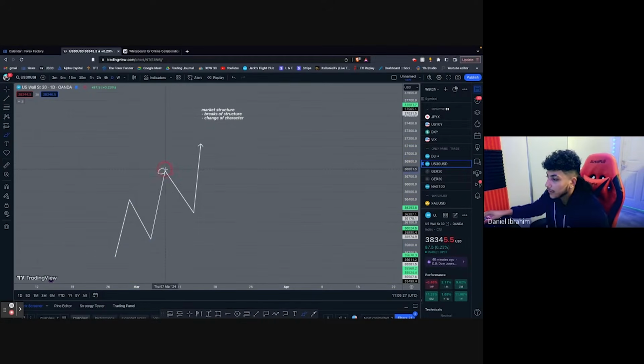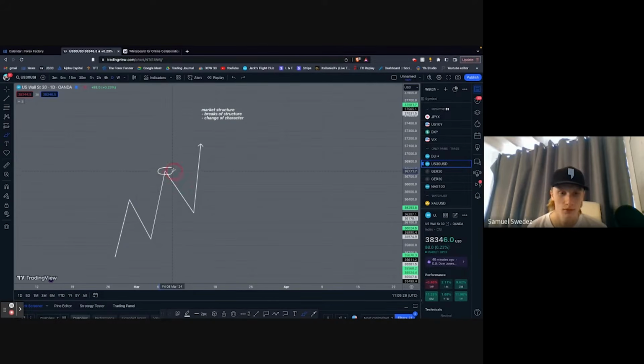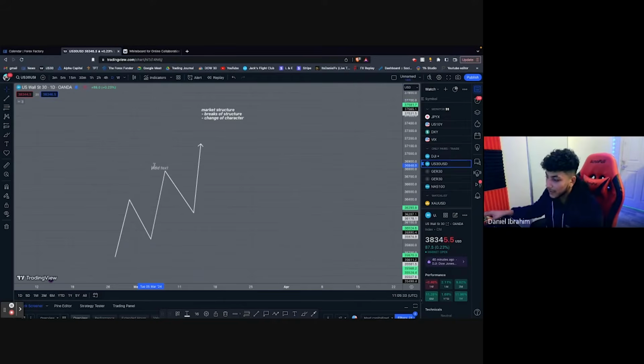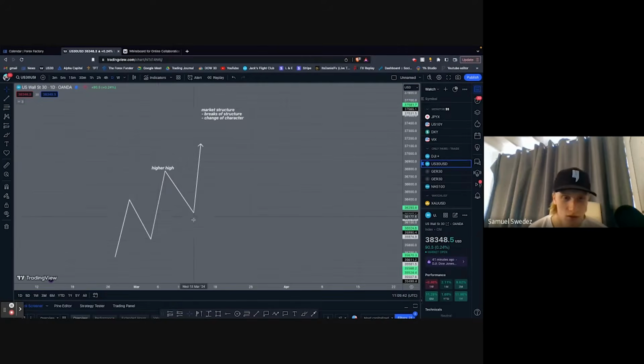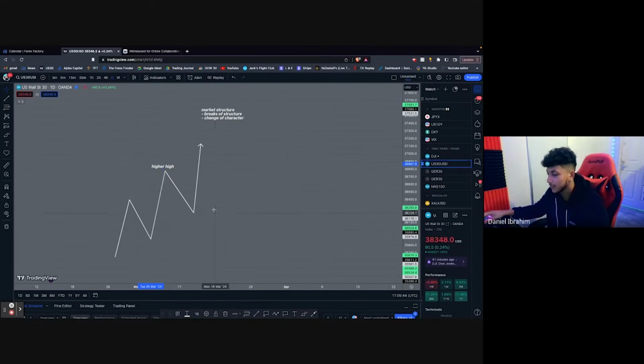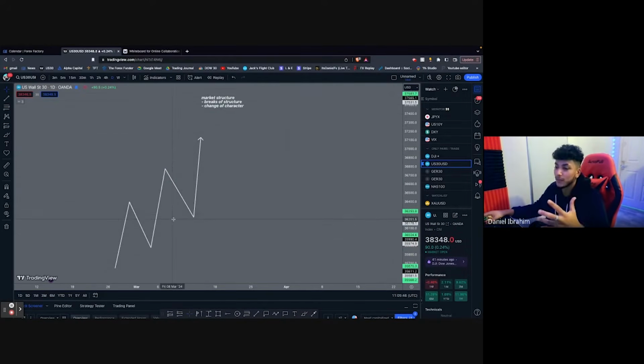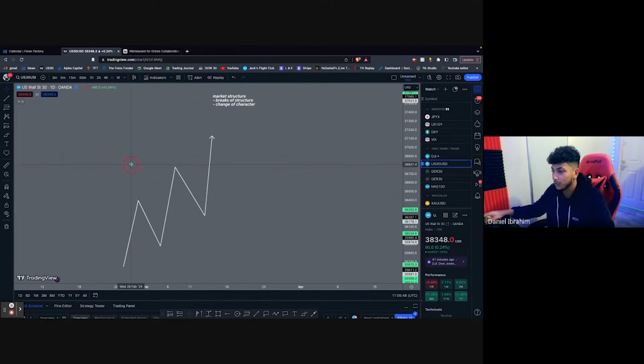What's this right here? Well, it's just a higher high. Okay. Just a higher high. Yeah. What's this? I say higher low. Correct. Cool. Nice. So that is the whole idea behind market structure. That's all it is. Higher highs and higher lows. That's the only thing you need to remember.